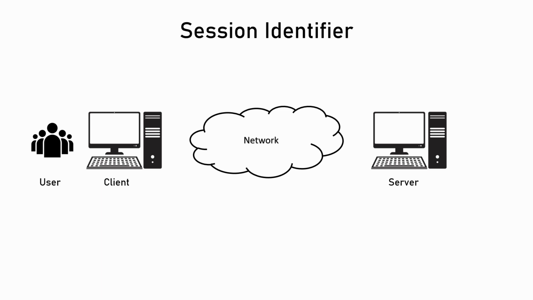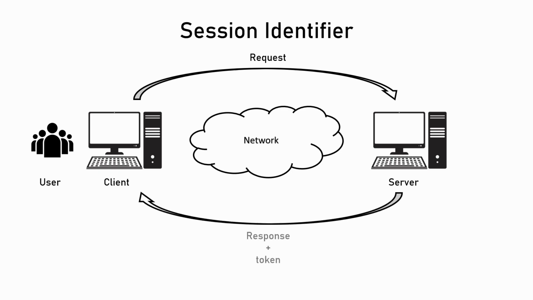The client makes its request to the server. The server, having received this request, checks whether this client has any past session ID or not. If the server realizes that this client is a new client which is making its first request, what it does is it sends the response message along with a unique token.